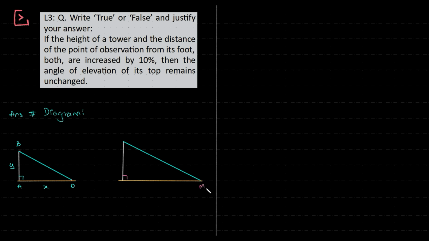So how can we prove it? How can we prove that? Okay, M and P. So this is 1.1 Y and this is 1.1 X. Yeah, how can we prove that this angle is same as this angle? If this is theta and this is alpha, how can we prove that they are one and the same?